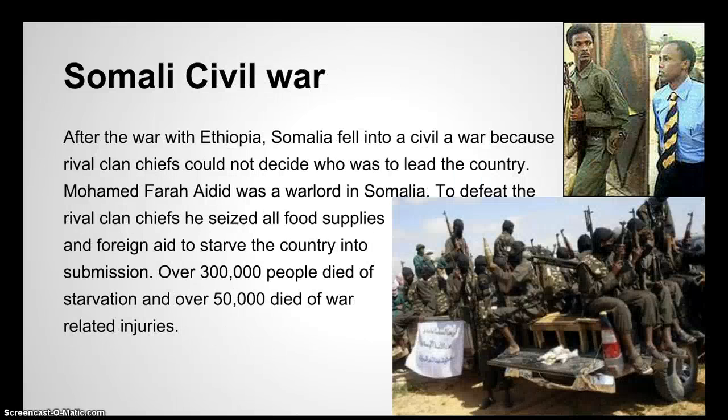Next slide. So now the Somali Civil War begins. After the war with Ethiopia, backed by the Soviet Union, Somalia fell into a civil war because rival clan chiefs could not decide who was to lead the country. They all wanted it for their own.